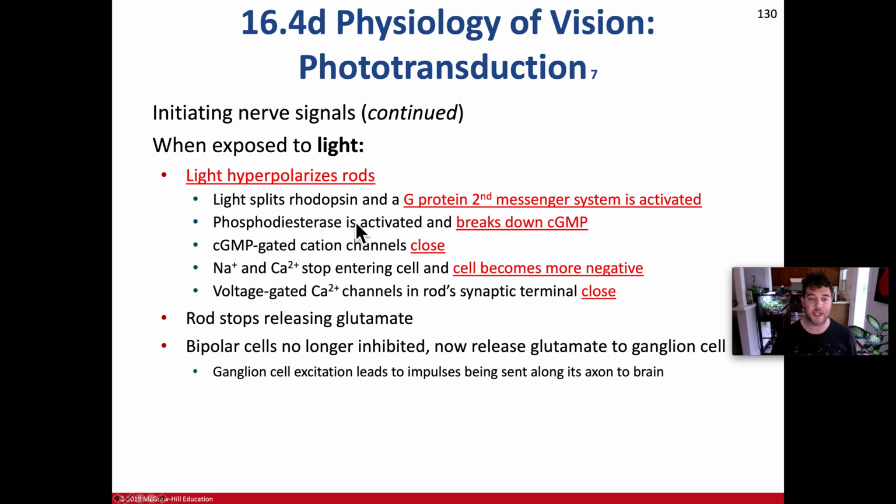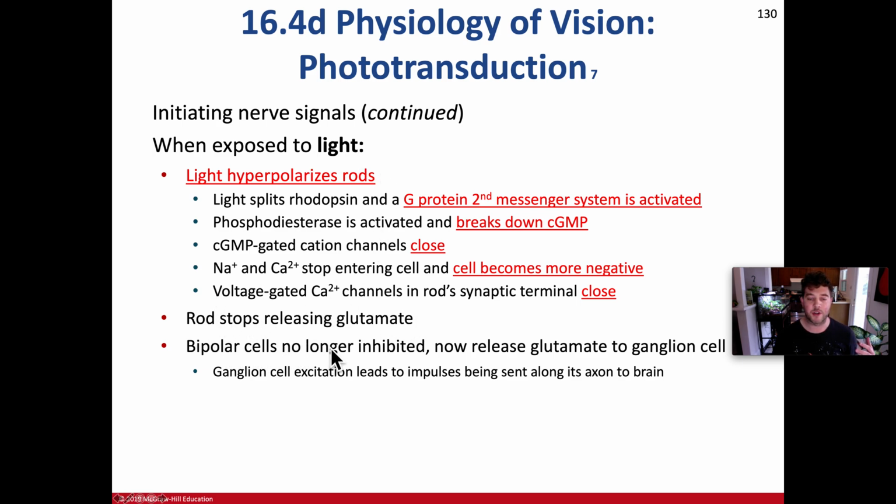So phosphodiesterase is activated and it breaks down the cyclic GMP. Those cyclic GMP channels are going to close, cutting off that sodium-calcium current so that the cell becomes more negative. You have potassium leaving, you have no cations flowing in, and so you end up with this hyperpolarized cell. So in the dark, our photoreceptors are depolarized. In the light, the cells become hyperpolarized. Once they're hyperpolarized, they stop releasing glutamate.